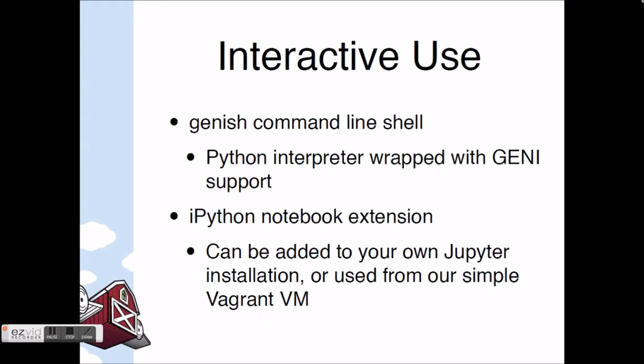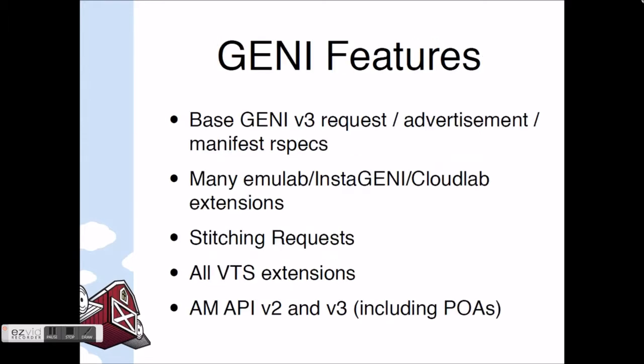To hit some high-level features, GENI-Lib tries to do everything GENI covers. At the moment, we have a bunch of support. Most EmuLab, InstaGENI, Cloud Lab extensions. We can handle stitching. We have all the VTS extensions. It works with AM API v2 and v3. There are some pieces of ExoGENI that haven't been implemented, but in general, you can get ExoGENI resources, VMs, and that sort of thing. So if we're missing a feature that you need, let us know.